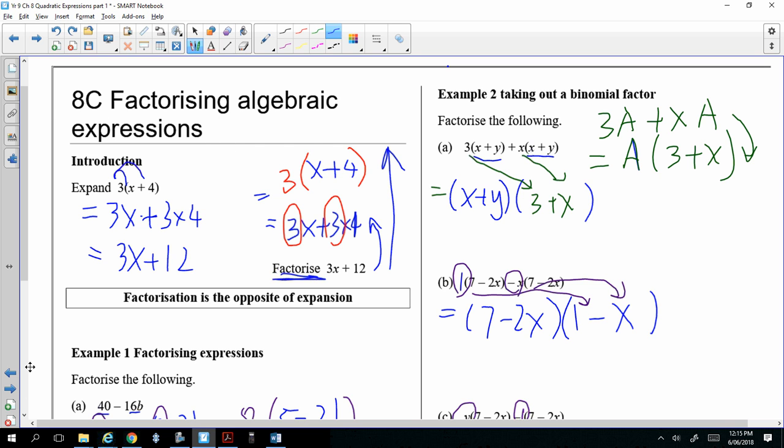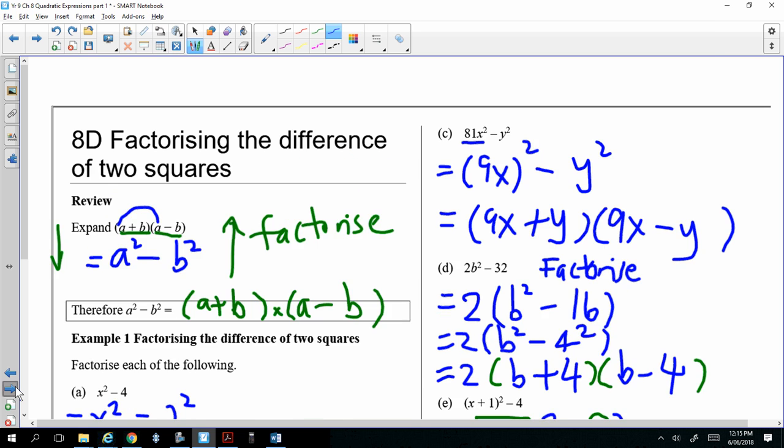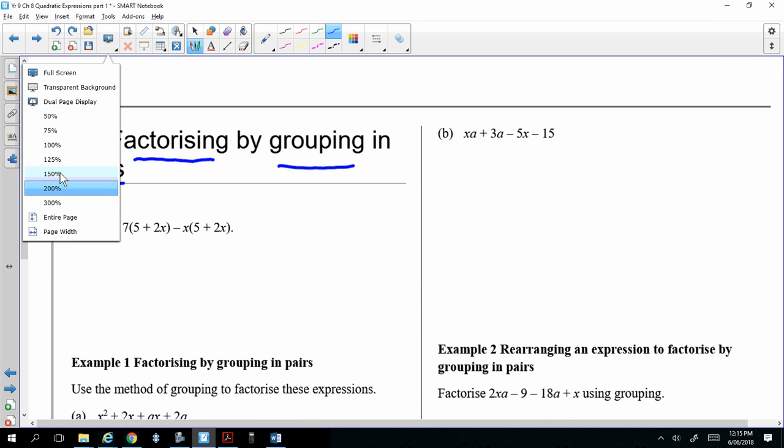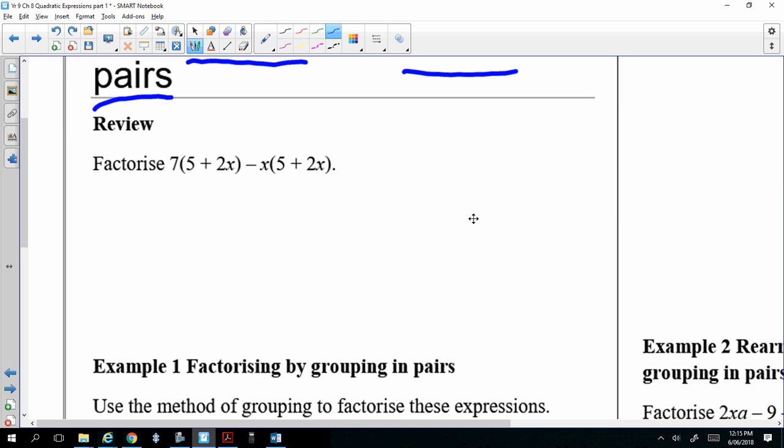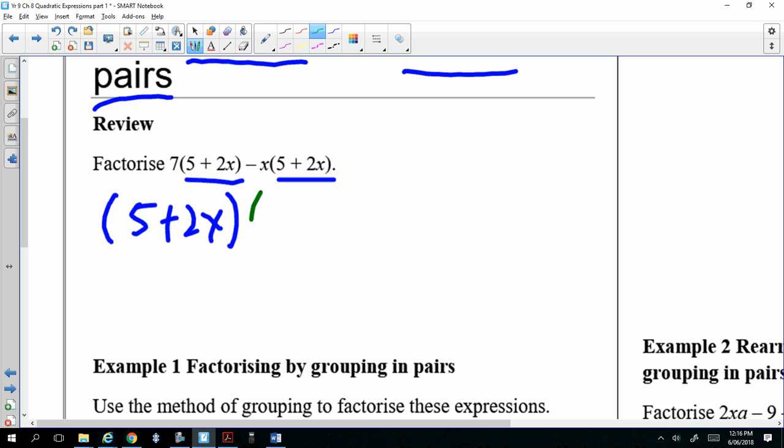All right, let's do this example just to revise. So we're going to look at this bit now. What's common? 5 plus 2x, isn't it? If it's common, I write that outside the bracket. And inside the bracket, you write down 7 and the minus x. That's taking out a common factor.